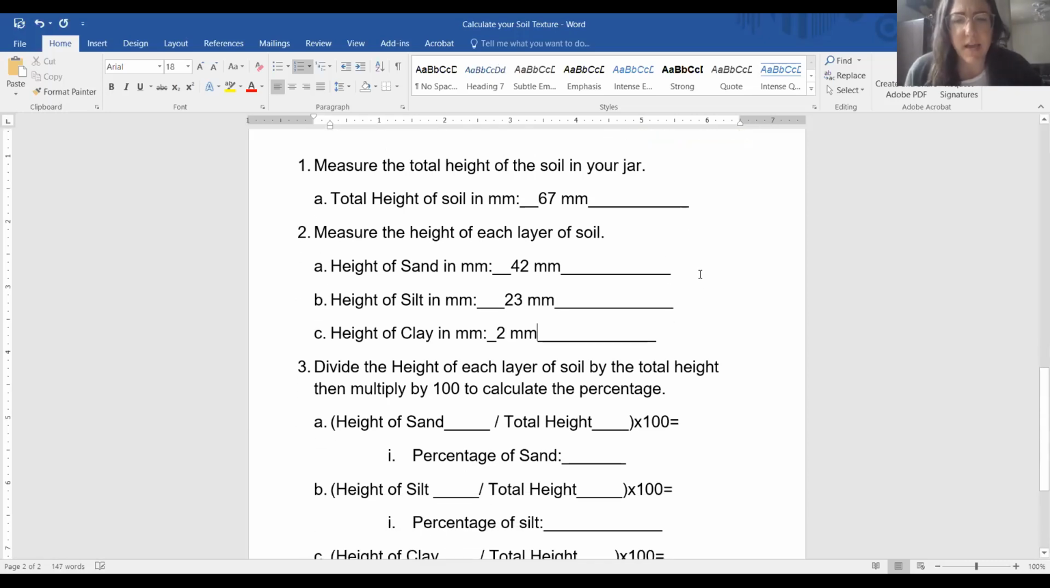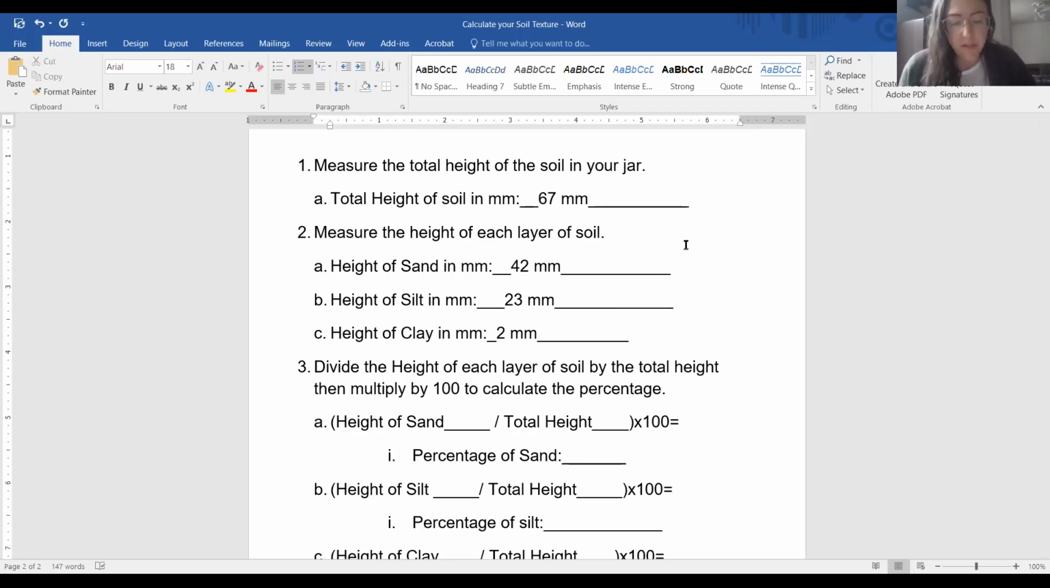And I would just say, when you're doing the measurements, you might see that it's difficult to know exactly. You just want to make sure that when you go back and double check the height of each layer, all those 3 add up to your total height. So 42, 23 plus 2 is 67 there. And that'll help you get to the percentages that are useful.